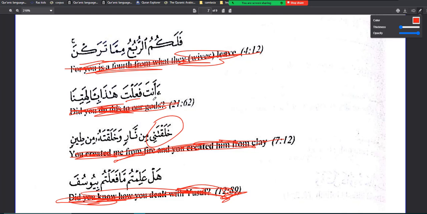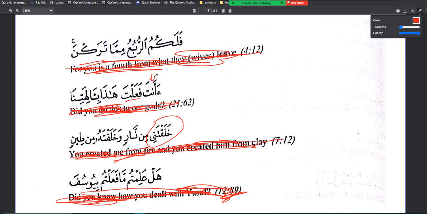They were so shocked, and they're putting a lot of emphasis. They could have just said, "fa'alta hadha bi alihatina," but you should know the story, how angry they were, how intense the question was. That's why anta is used, they're asking the question with so much emphasis. Anta fa'alta hadha bi alihatina, did you do this to our gods?